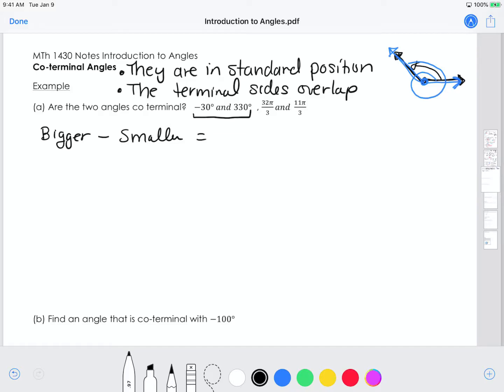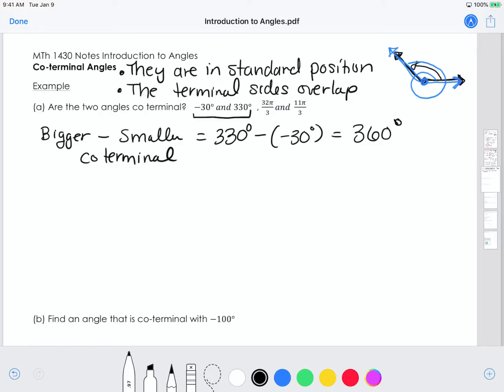So if I take the bigger angle, which is 330, and I subtract negative 30 degrees, that's going to give me a positive 360 degrees. So that is definitely a multiple of 360. So these are coterminal.